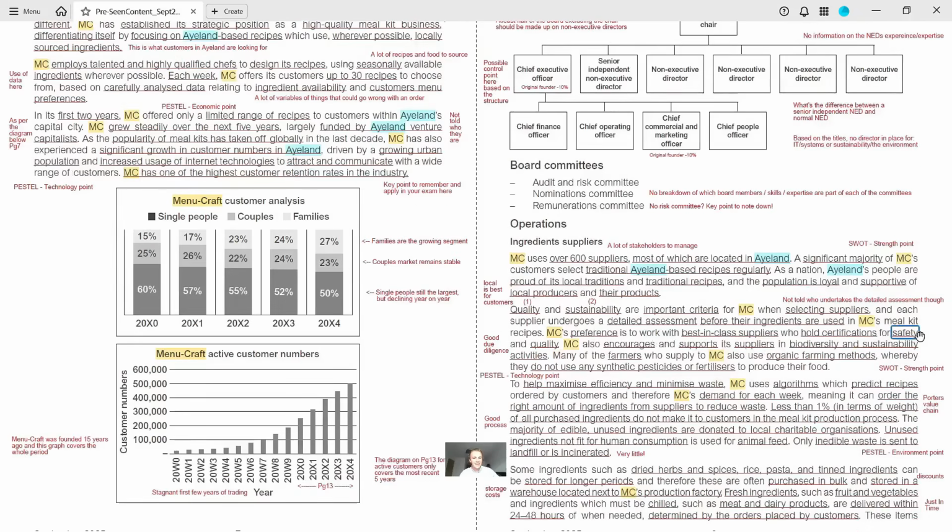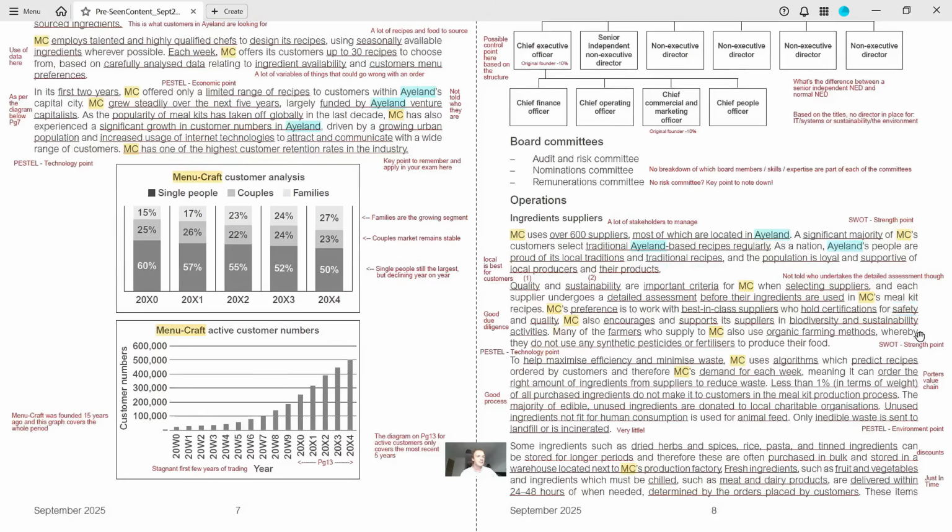That last sentence there is absolutely critical for you to get down, that MenuCraft has the highest customer retention rates in the industry. So what that means is, as we saw previously, most of their subscriptions don't last more than 6 months, and that's where they'll chop and change to go to a competitor because of a discount or something along those lines. And then from there, what we're saying is that the customer retention rates are the highest for MenuCraft. That is a very good positive key point to remember and note down.